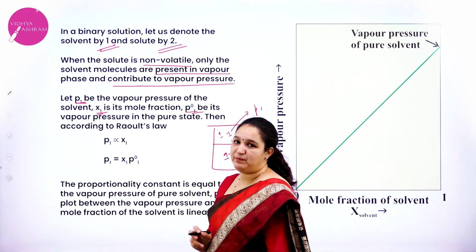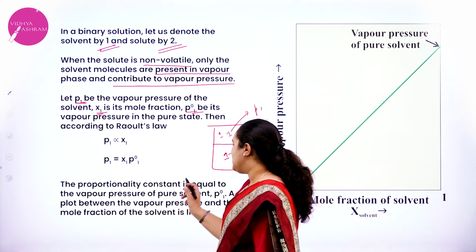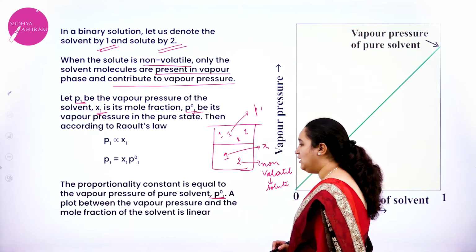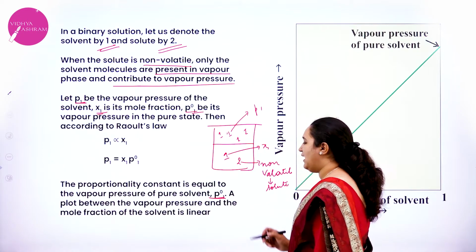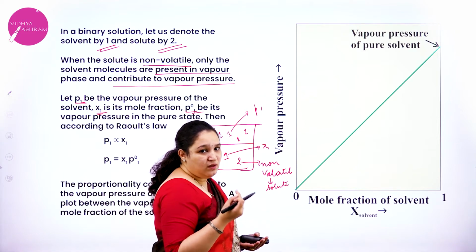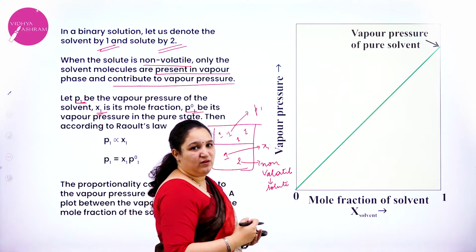we put a constant P1 naught. So the proportionality constant is equal to the vapor pressure of the pure solvent P1 naught. A plot between the vapor pressure and the mole fraction is linear. You can see we have only one solvent which is vaporizing.